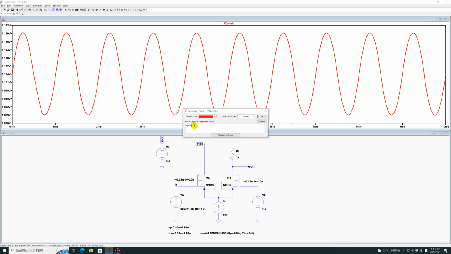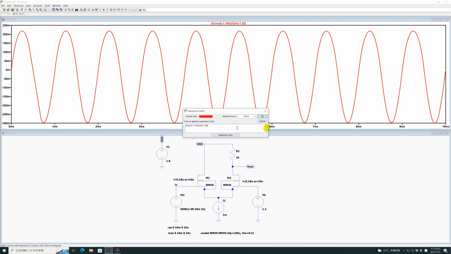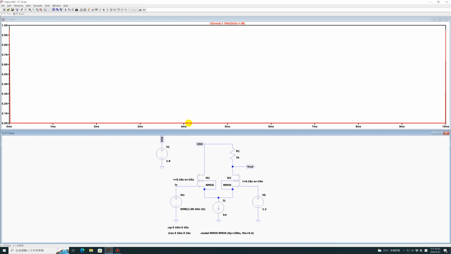Now take 1.104 divided by Vin minus 1.08. Sorry. Vout divided by Vin. Now look, the gain becomes so small.